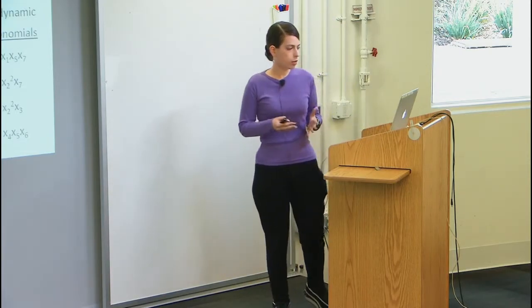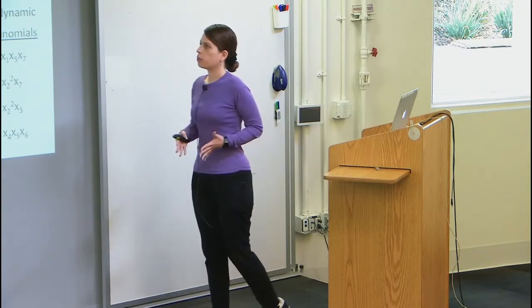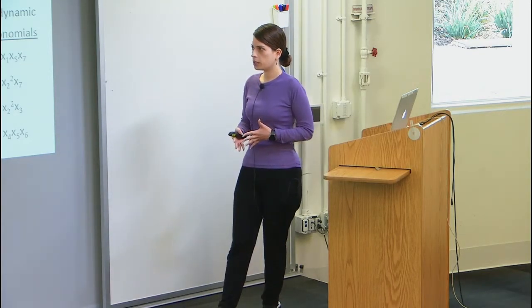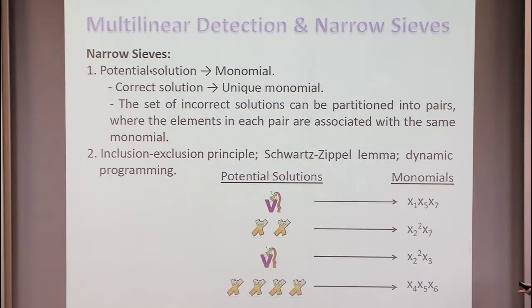Okay, so now let's see narrow sieves. So again, we associate monomials with potential solutions, but now we need to ensure that the correct solution is associated with a unique monomial, and that an incorrect solution is associated with an even number of such solutions. In other words, the set of incorrect solutions can be partitioned into pairs that have the same monomial.